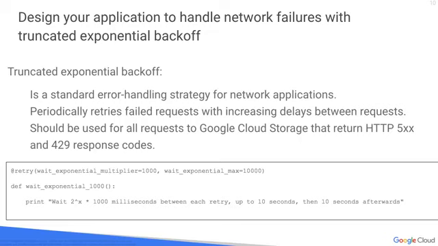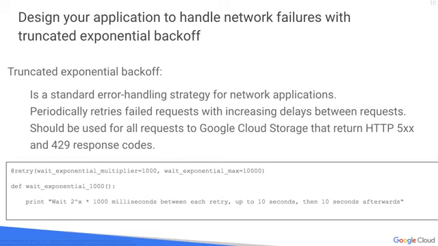Truncated exponential backoff is a standard error handling strategy for network applications in which a client periodically retries a failed request with increasing delays between requests. Clients should use truncated exponential backoff for all requests to Google Cloud Storage that return HTTP 500 and 429 response codes, including uploads and downloads of data or metadata.